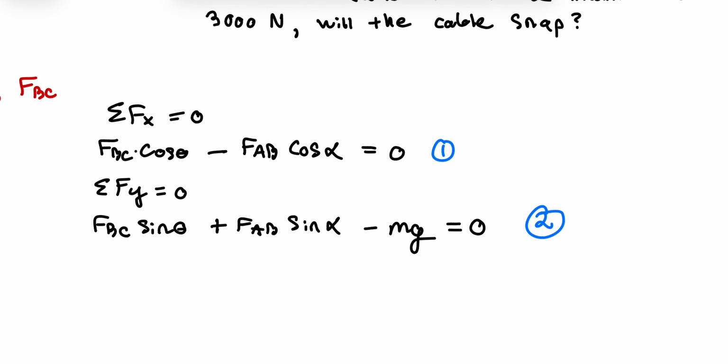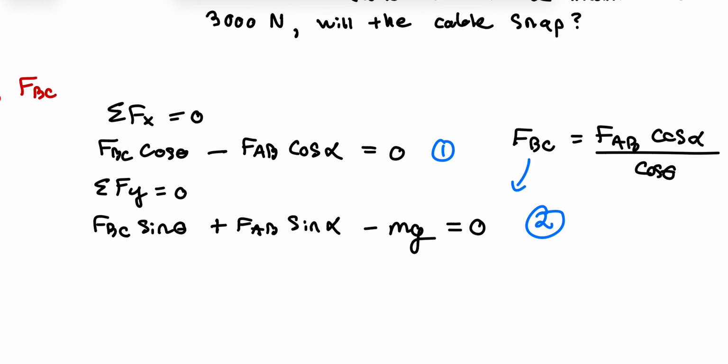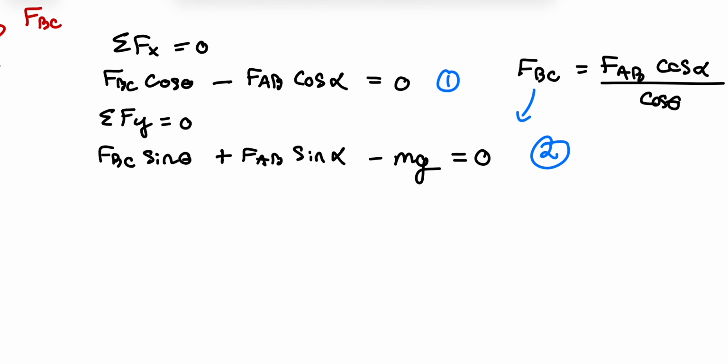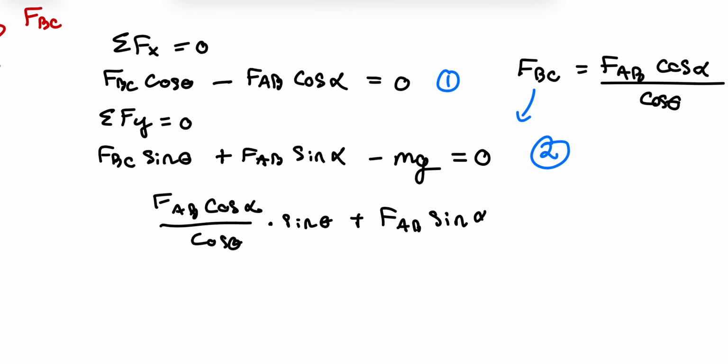So let's just start with equation one. Let's solve for FBC. We get that FBC is going to be FAB cosine alpha all divided by cosine theta. So now that we know FBC in terms of FAB, we can plug this back into equation 2, which essentially eliminates down to one unknown, and we can solve then directly for FAB. So we're going to plug FBC in here, so we get FAB cosine alpha over cosine theta times sine theta plus FAB sine alpha minus mg is zero.